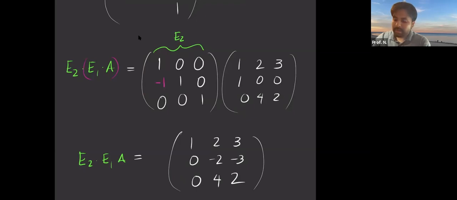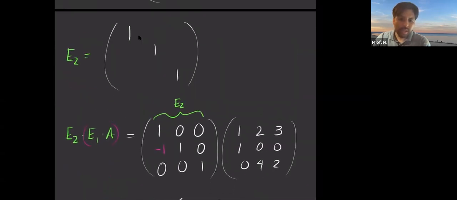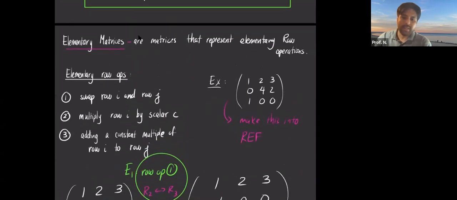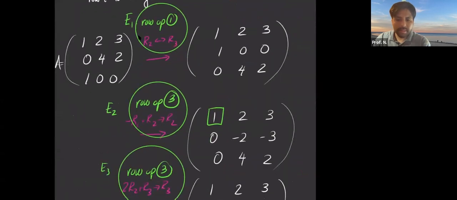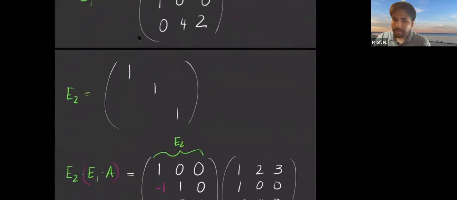And this goes on. So now you know E2. You know what an elementary matrix would look like for a row operation of adding a constant multiple of one row to another. Does that make sense? And now, can you do E3, guys? What would be E3?